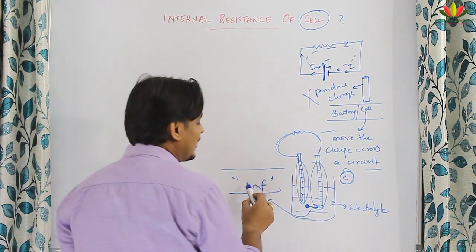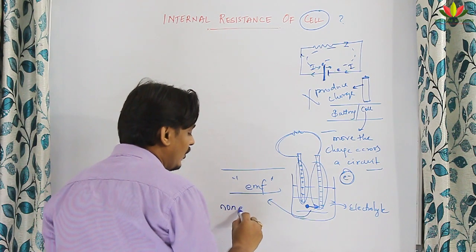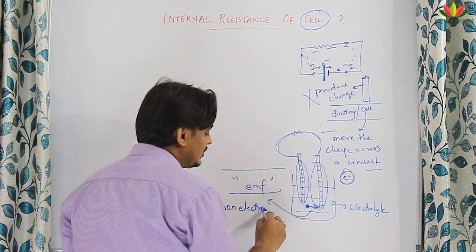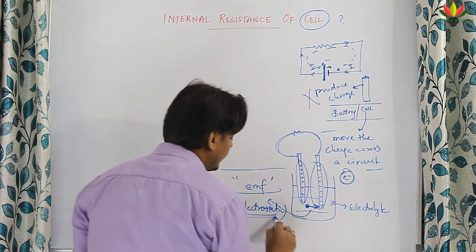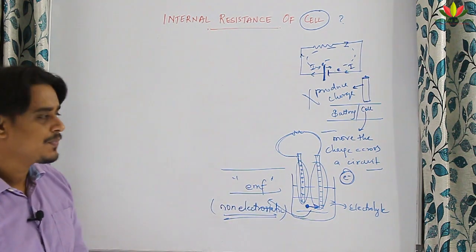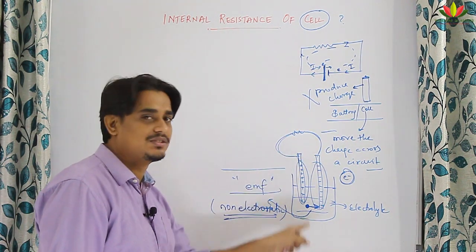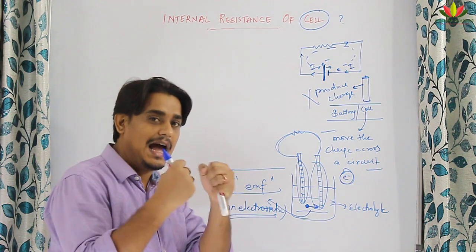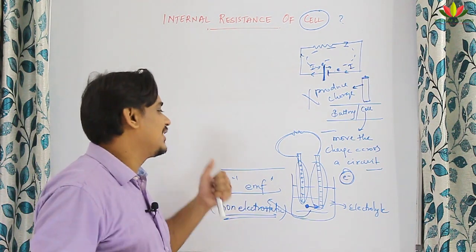That is known as electromotive force, and remember that this is non-electrostatic in nature. Because of the electrostatic force, these electrons will get attracted towards the positive terminal. Now, some force has to be there to take them out, and that is electromotive force.